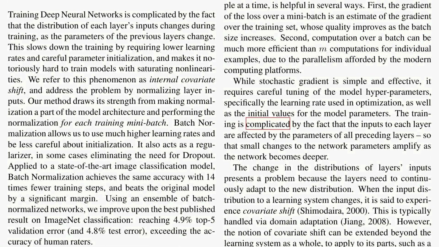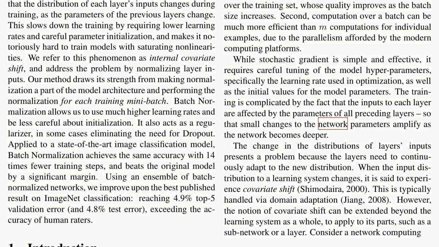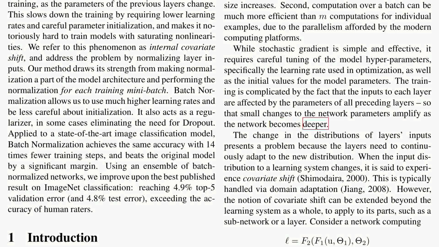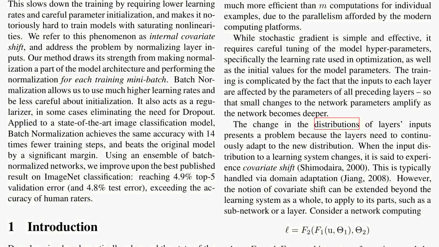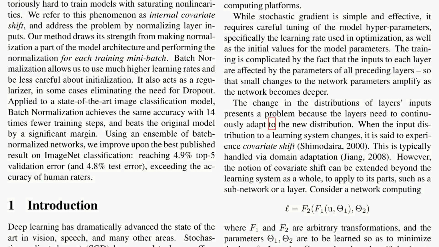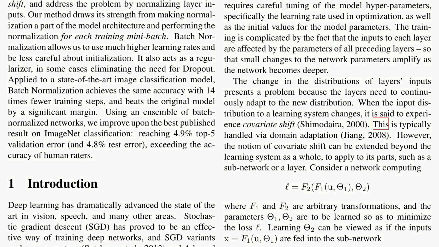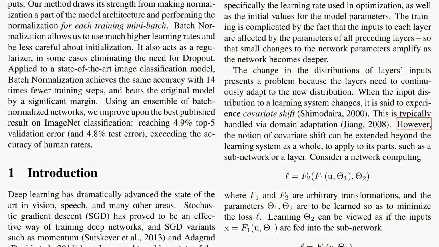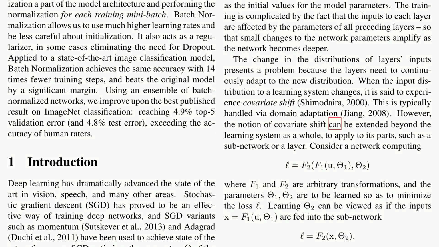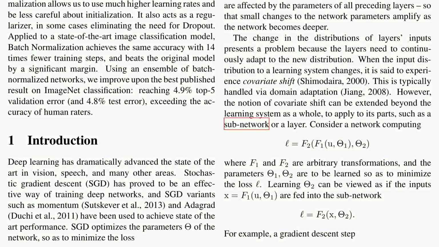The training is complicated by the fact that the inputs to each layer are affected by the parameters of all preceding layers, so that small changes to the network parameters amplify as the network becomes deeper. The change in the distributions of layers' inputs presents a problem because the layers need to continuously adapt to the new distribution. When the input distribution to a learning system changes, it is said to experience covariate shift. This is typically handled via domain adaptation. However, the notion of covariate shift can be extended beyond the learning system as a whole to apply to its parts, such as a subnetwork or a layer.